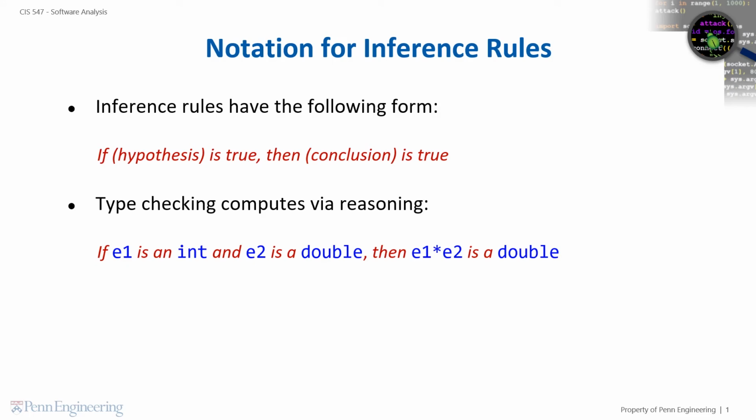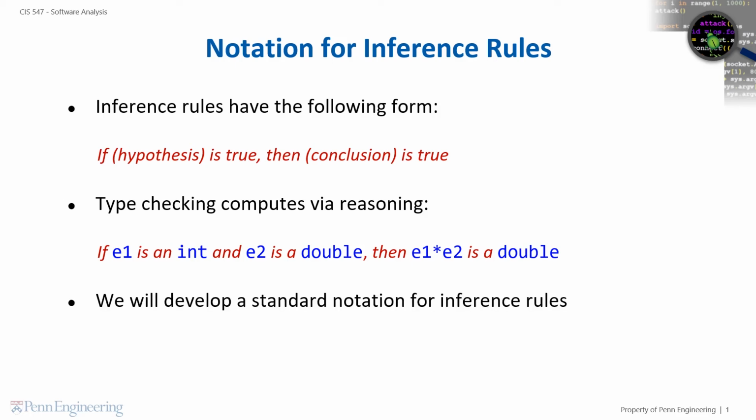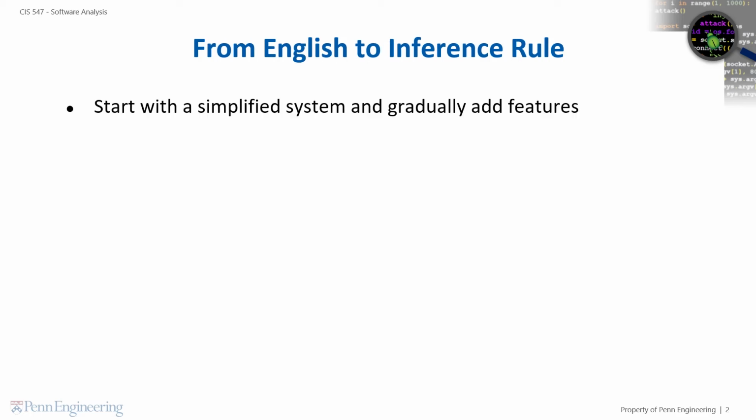An example of an inference rule that might be used in a type system is: if E1 is an int and E2 is a double, then E1 times E2 is a double. Now let's start developing a standard notation for expressing inference rules. To build this notation, we'll begin with a few small building blocks and then gradually add features as needed.